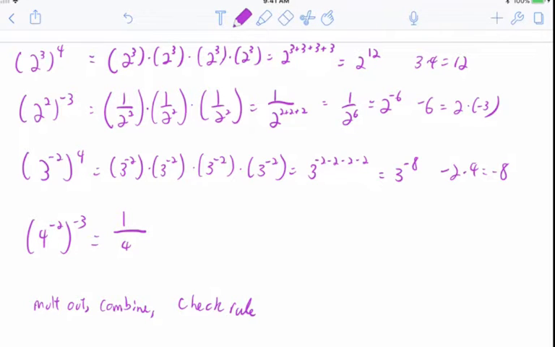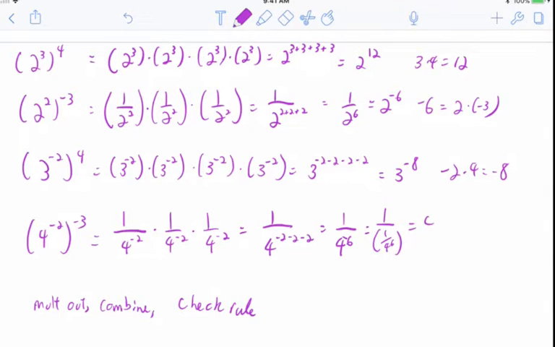1 over 4 to the minus 2 times 1 over 4 to the minus 2 times 1 over 4 to the minus 2, which is equal to 1 over 4 to the minus 2 minus 2 minus 2, which is equal to 1 over 4 to the minus 6. Oh, weird. This is 1 over 4 to the minus 6, which is equal to 4 to the 6. Oh, neat. Hey, look. 6 is equal to minus 2 times minus 3. The negative signs cancel out.